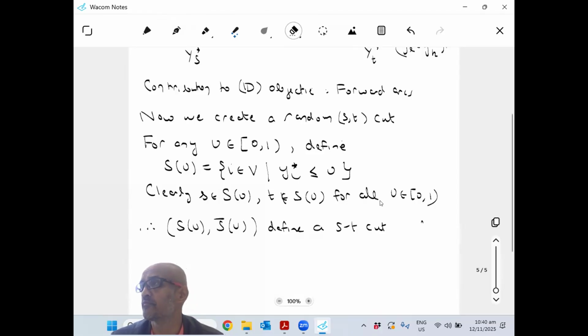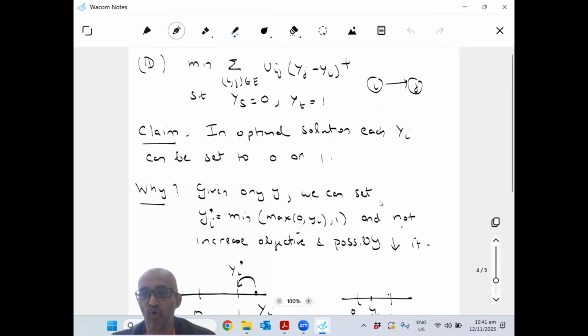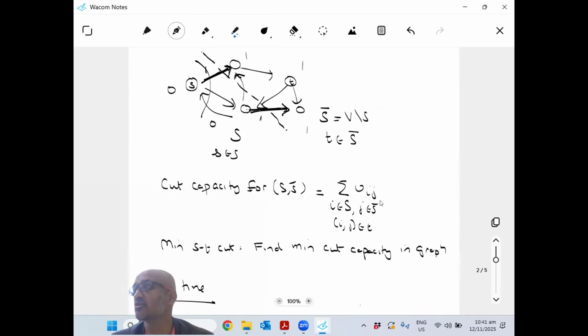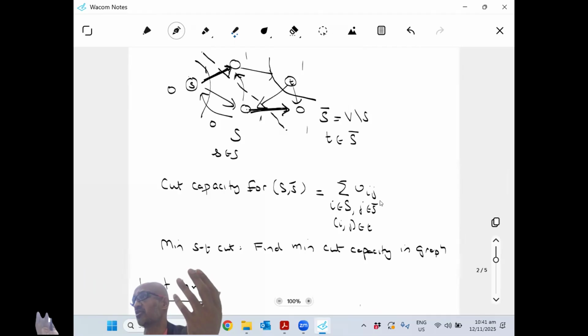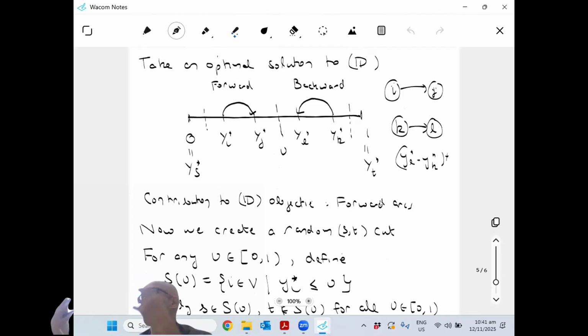Is the construction clear? As I change u, for any u, I will define an ST cut. If my u was chosen here, my ST cut would simply have the node small s, just a cut like this. If my u is very large, all the nodes will lie on this side and only t will lie on the other side. So I can create all types of cuts as I change u. It depends on what my dual variable values are. So as I change u, I'm creating different ST cuts.